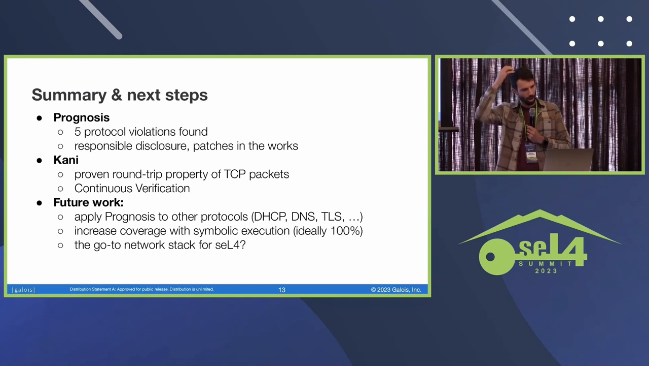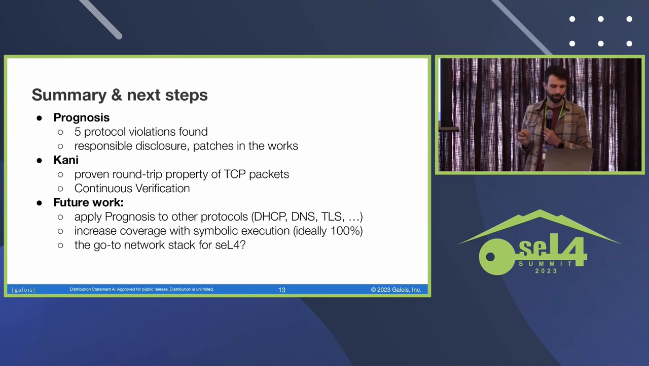Now, in terms of future work, we would like to apply Prognosis to other protocols that are important for networking. As I mentioned, it was used for showing properties of QUIC, which might be actually applicable for embedded devices. There are other interesting protocols too. Ideally, we get 100% coverage with the symbolic execution. Right now, we only look at a portion of the library that touches TCP packets. And we would like to at least have smoltcp as the go-to network stack for seL4 and embedded devices.